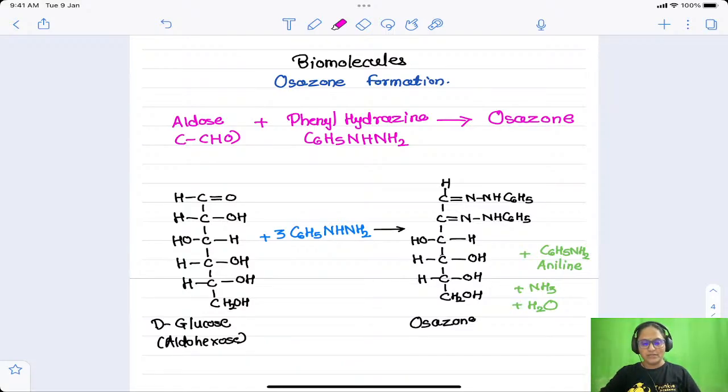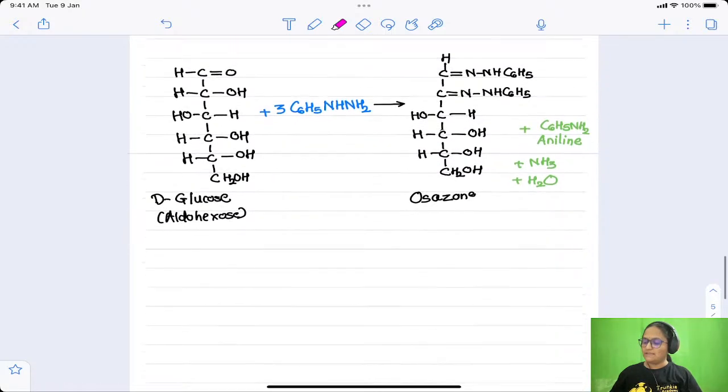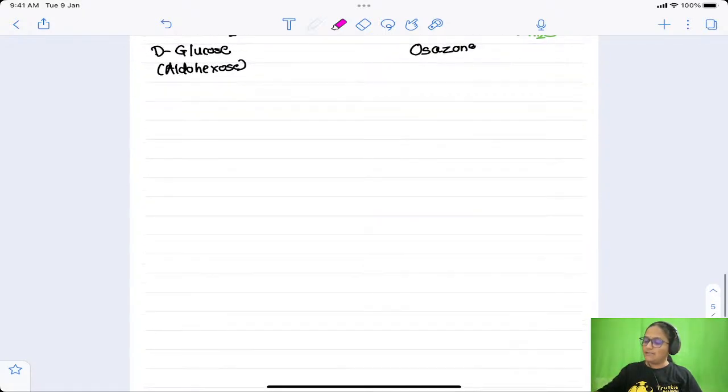Now this was about the general reaction. Now we are going to discuss the mechanism for this osazone formation. To explain the mechanism, as it requires writing the glucose molecule multiple times, I will not write down the glucose molecule completely like I have written here. Instead of writing CHOH multiple times, I will just write CHOH and then like this. Let me explain the mechanism to you.